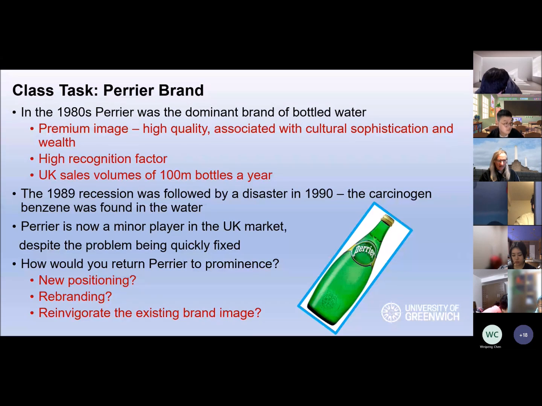I can't think of any others, but it was one of those. Yeah, so very much a premium image, very high recognition factor, very high sales in the UK. But you have to think also about what the brand image was. It wasn't just about material success.